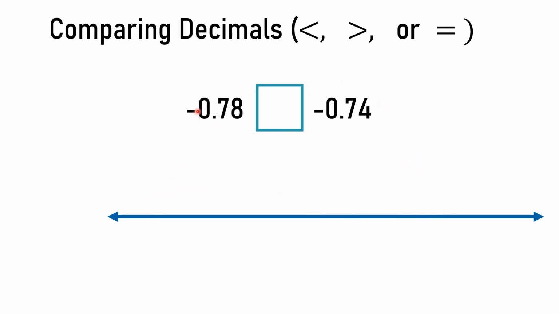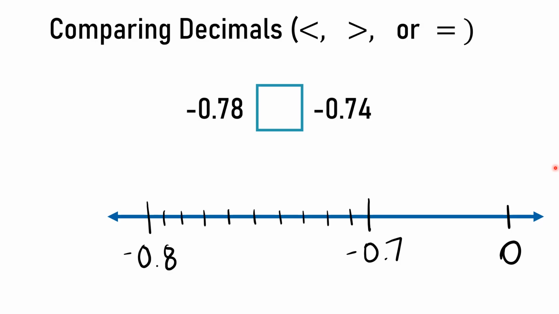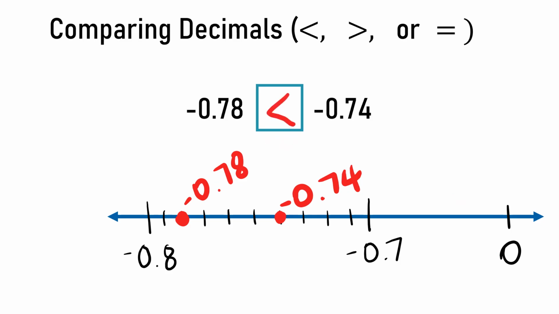Next we have two negative decimals, negative 0.78, or negative 78 hundredths, and negative 74 hundredths. We start by plotting 0, going in between negative 0.7 and negative 0.8. Then we do our 9 little tick marks, separating that into 10 intervals, and then we could start counting. Negative 0.71, negative 0.72, negative 0.73, negative 0.74, and then negative 0.75, negative 0.76, negative 0.77, negative 0.78. Now we can see that negative 74 hundredths is closer to 0, so we open the mouth towards the greater number.